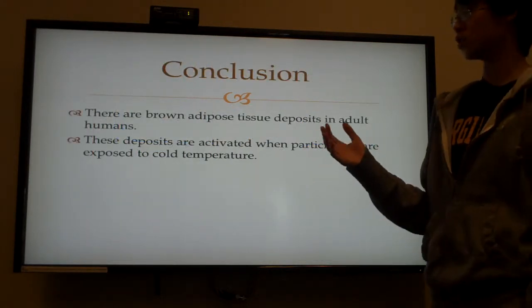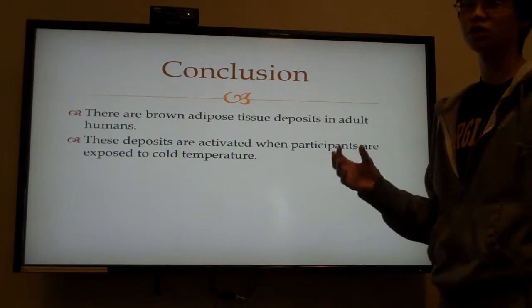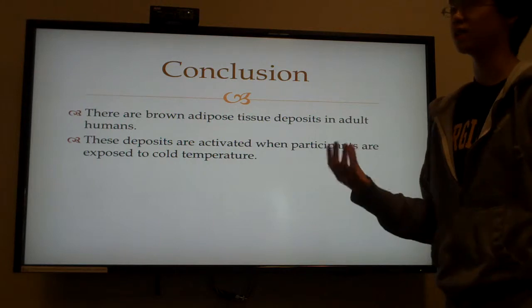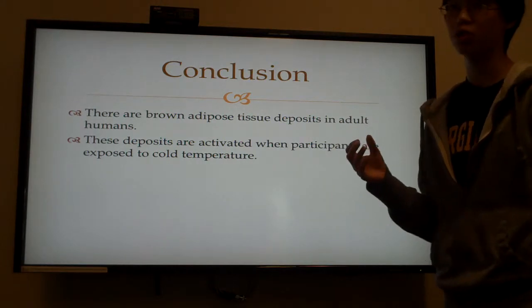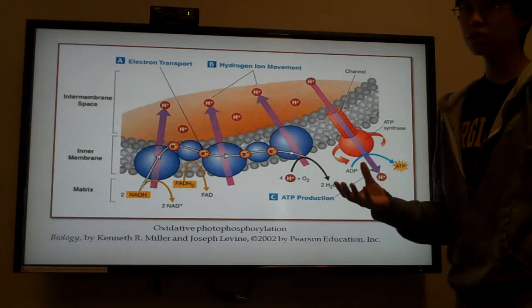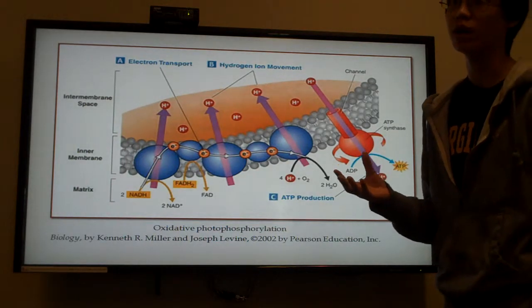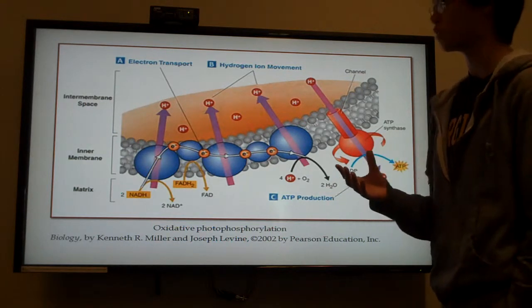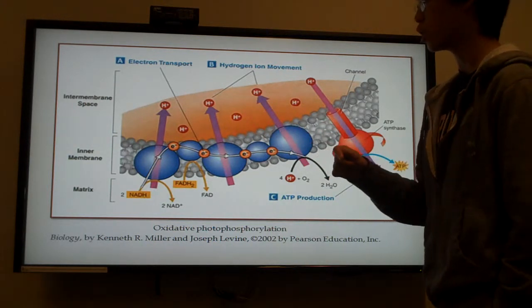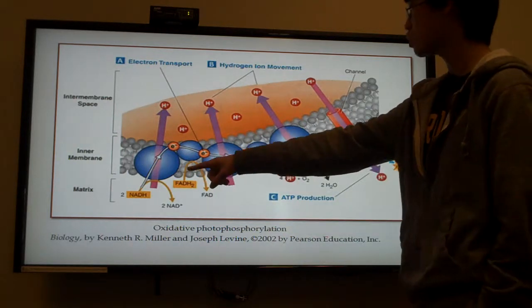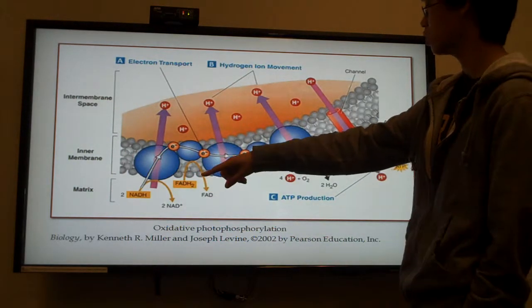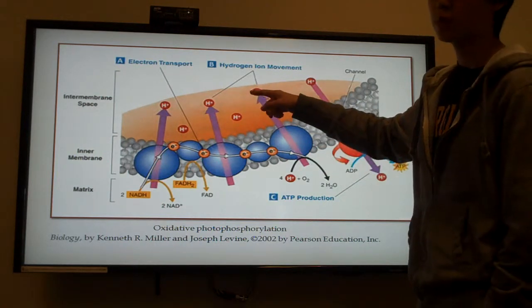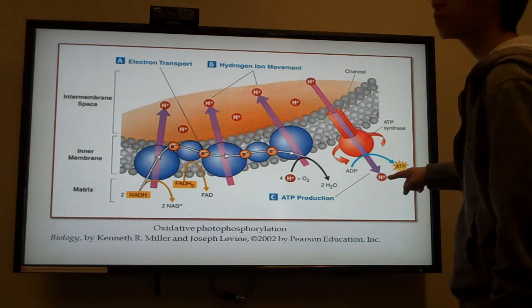So in conclusion, the paper proves that there is brown adipose tissue in adult humans, and that these brown adipose tissue deposits are activated when the subjects are exposed to cold temperature. So how does this paper relate back to the biology we learned in Bio 1510? Well, in Biology 1510, we learned that through oxidative phosphorylation, the mitochondrion generates ATP through the electron transport chain. The electron transport chain will take electrons down and then use that energy coupled with the proton motive force in the intermembrane space to produce ATP.